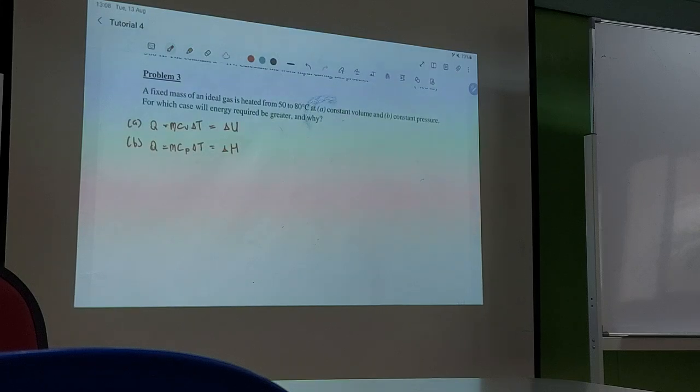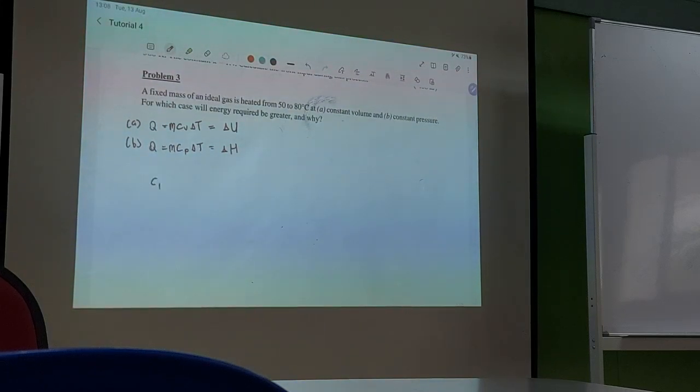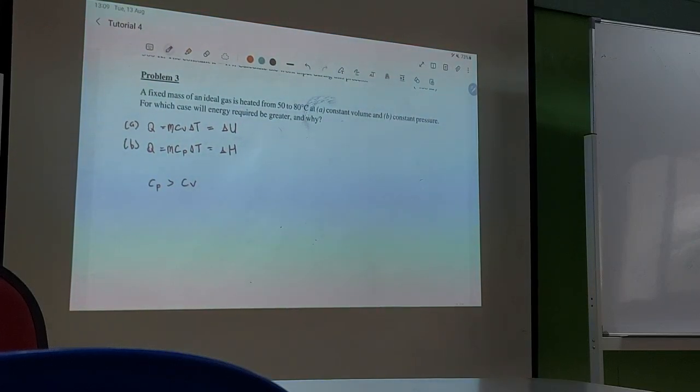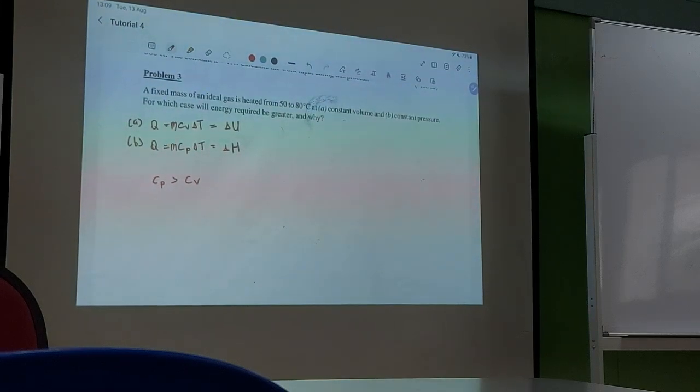If you just look at this mathematically, if you look at the table that you have, Cp value is forever higher than Cv value. From this mathematical point of view, Cp value is always higher than Cv value, meaning that B will always require a higher energy.